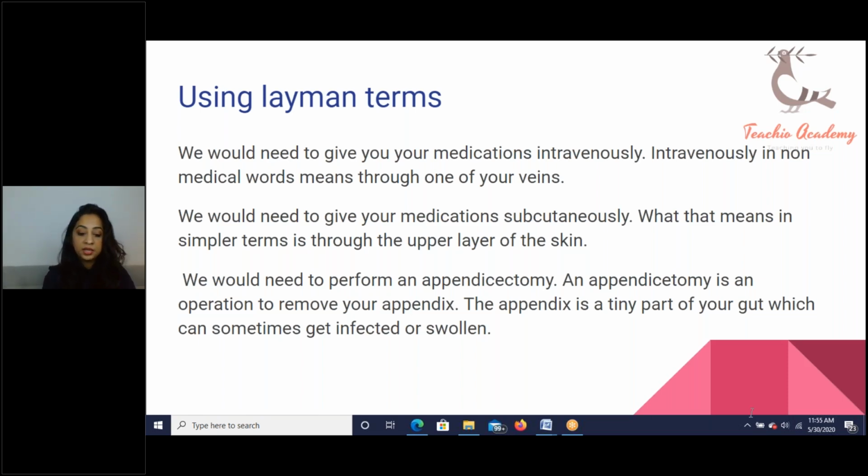I want you to explain to me in layman terms what pancreas is. So you have to tell me, how would you tell a patient? The patient has asked a nurse or doctor, what is pancreas?